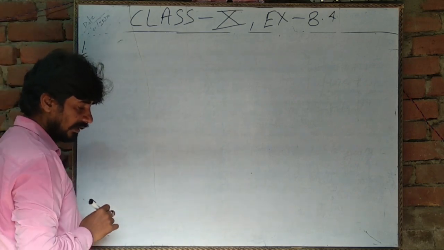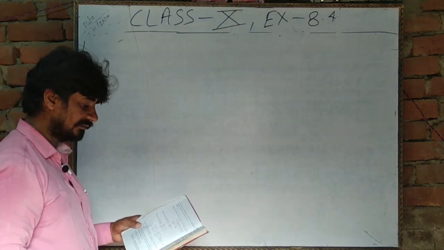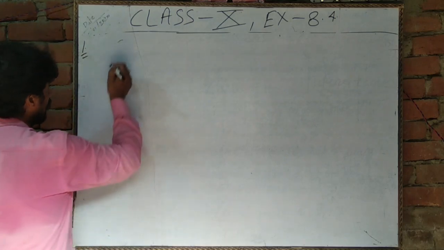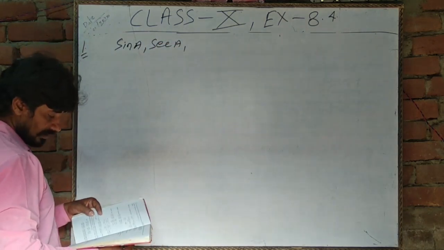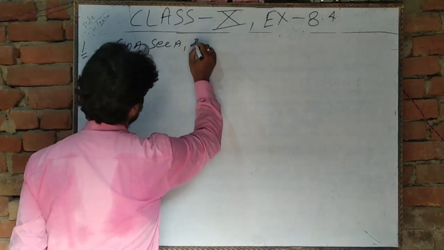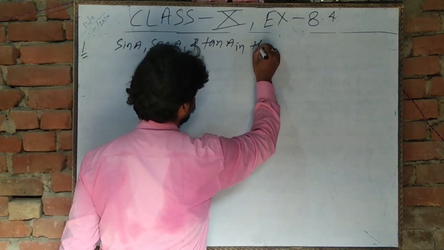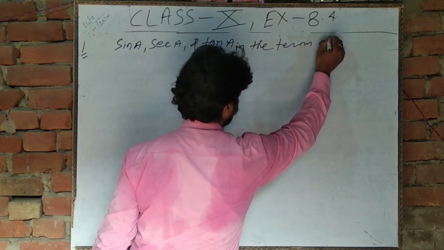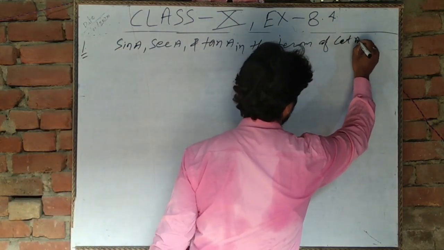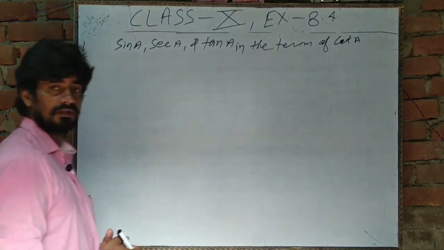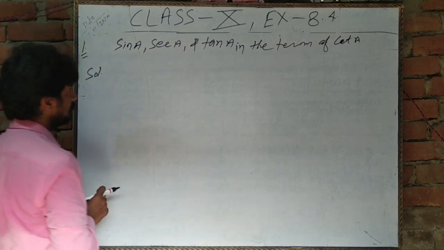It is given: express the trigonometric ratios sin A, sec A and tan A in terms of cot A. Again, we will recall the formulas.